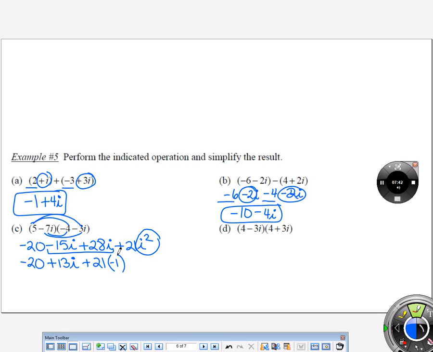i squared is the same thing as -1. Don't forget that the 21 is multiplying the i squared. Just like if i was an x and you were plugging in a value for x, that's multiplication there without a symbol between them. So this is -20 plus 13i minus 21. So this is -41 plus 13i. And so there's our complex number with its real and imaginary part.